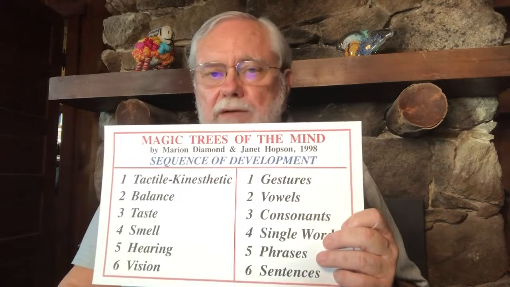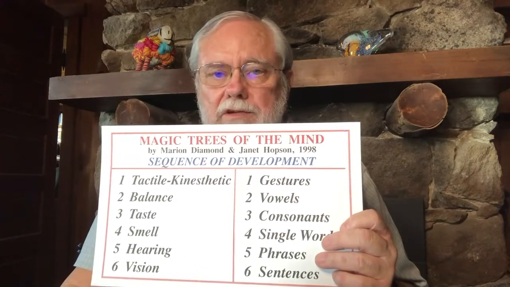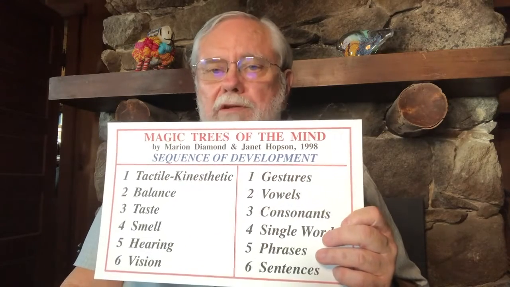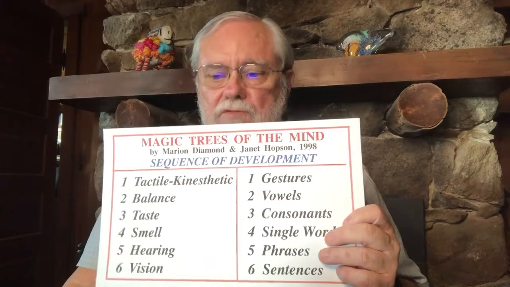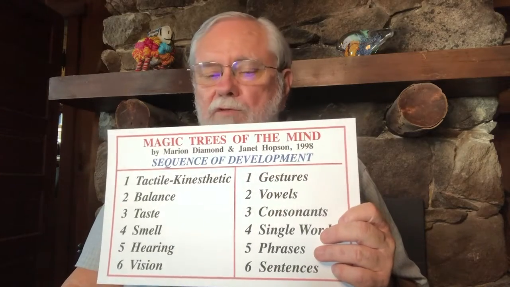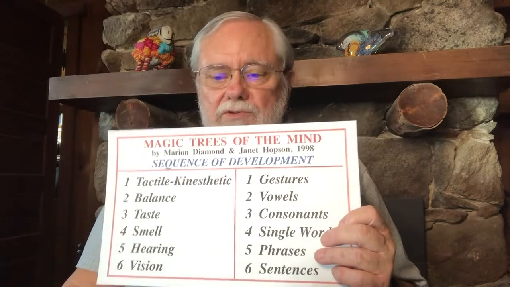Then babies produce vowels, so we start with vowels next, and in our next part we're going to explore the gestures for our vowel characters. Then they move on to consonants, then single words, then phrases, and finally sentences. This order is the same for all students, and Stanley Greenspan reinforces this concept.